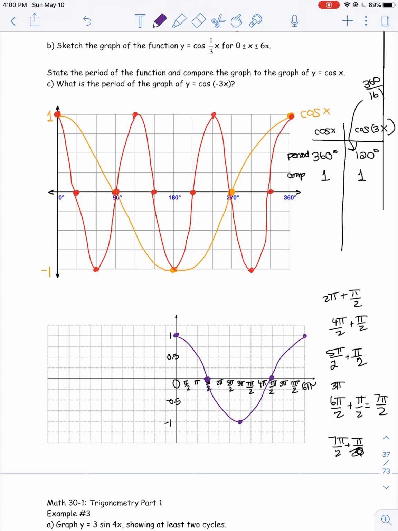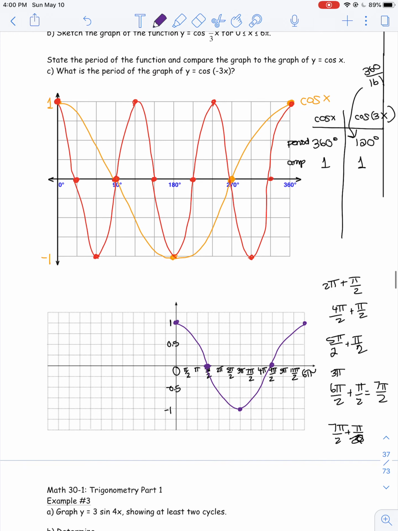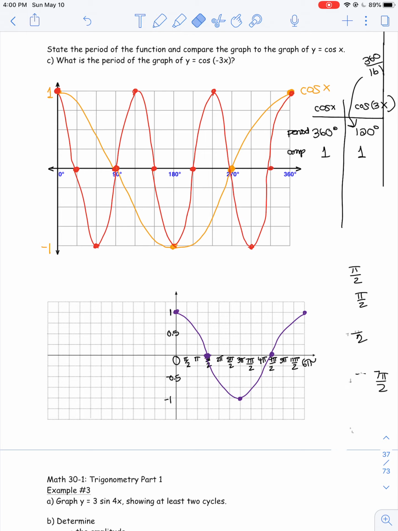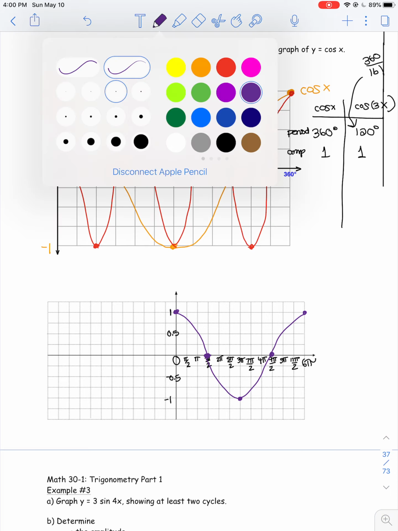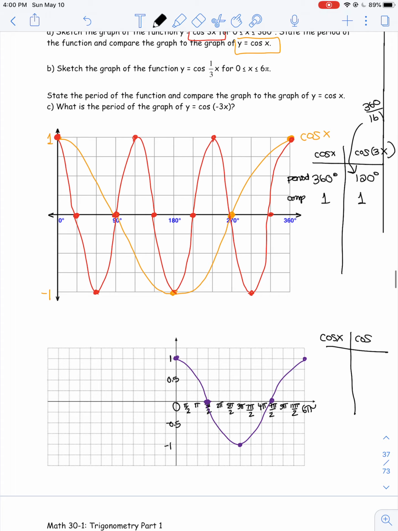Now, they wanted us to sketch the graph of the function for 0 to 6 pi. That's all they wanted us to do. And then they want us to state the period of the function and compare the graph to y equals cos of x. Okay, so when we're comparing it, we have cos of x here, and we have cos of, in brackets, 1/3 x.